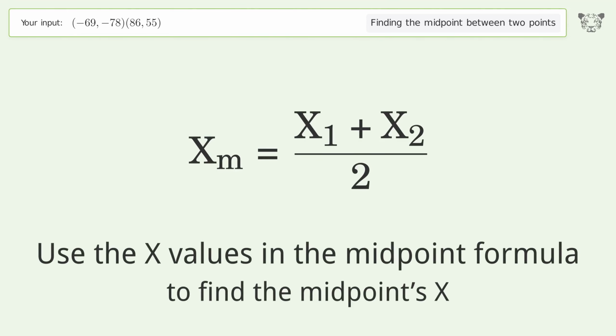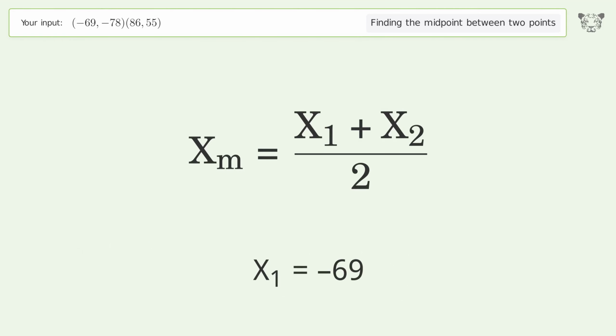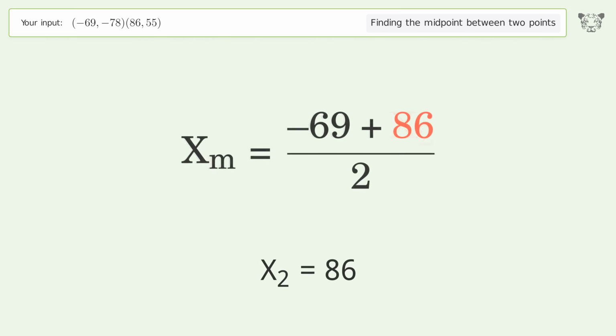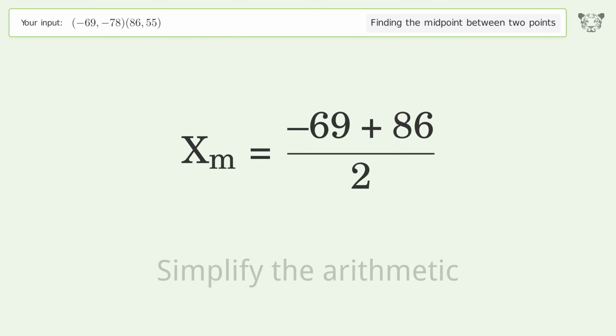Use the x values in the midpoint formula to find the midpoint's x. x1 equals negative 69. x2 equals 86. Simplify the arithmetic.